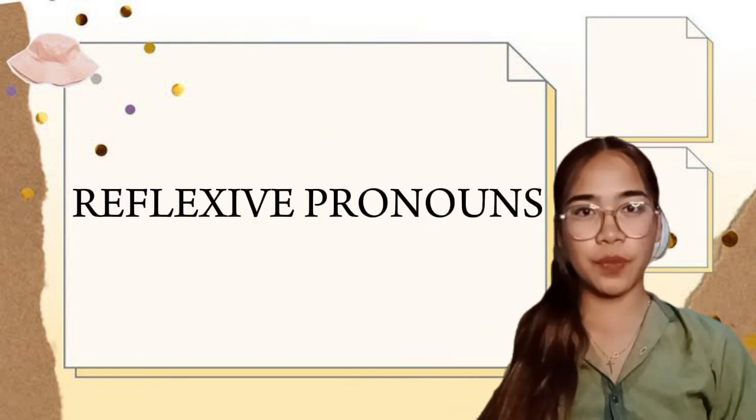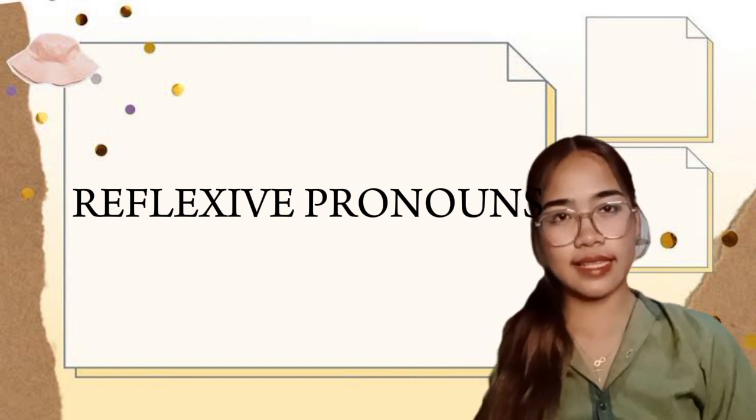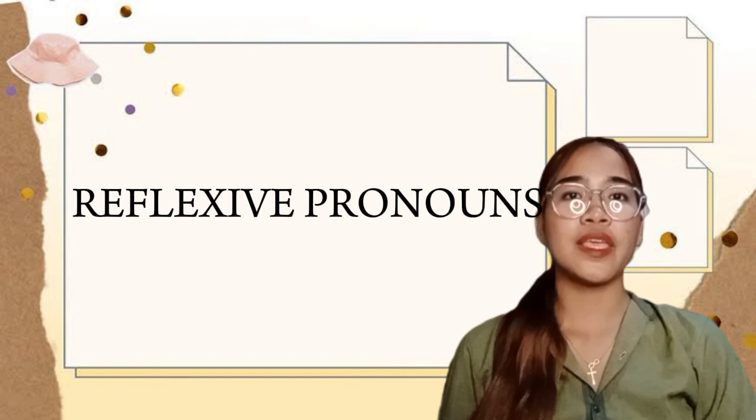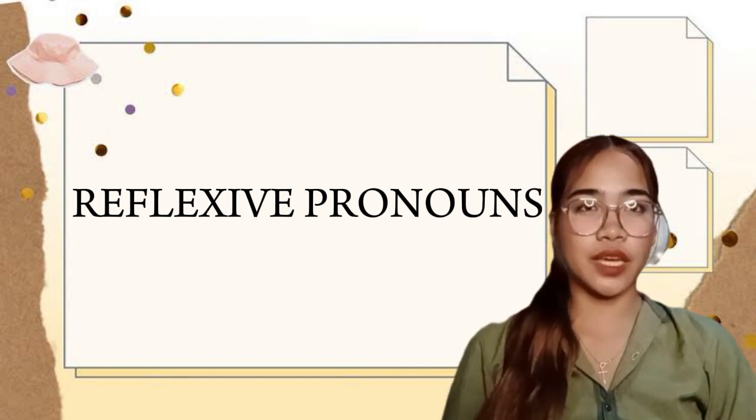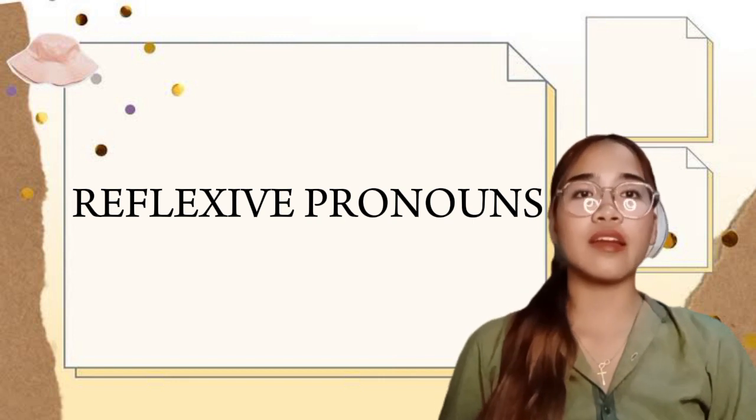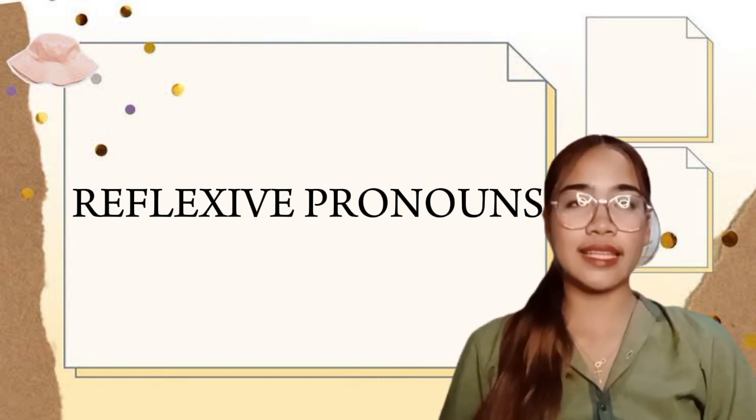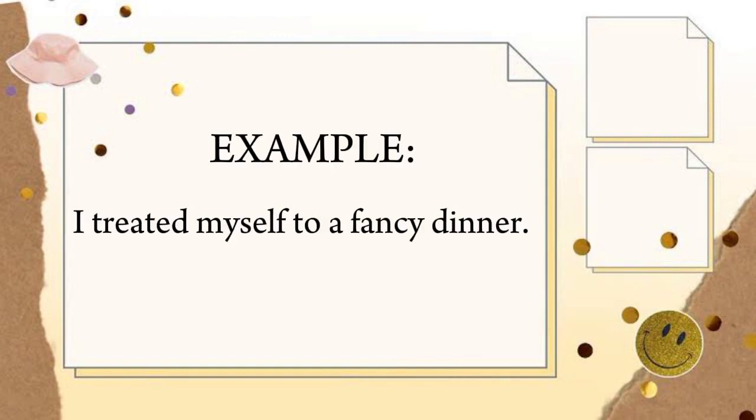So a reflexive pronoun tells us who performed the action in the sentence and also the receiver of the action. A reflexive pronoun reflects back to the subject. It can be a direct object, indirect object, or object of the preposition in a sentence. For example, I treated myself to a fancy dinner. In the sentence, the subject, or the one who did the action, is I, and the object of the verb is myself. If you analyze it, I and myself refer to the same person. It means I did something to myself. That is why myself is used as a reflexive pronoun in this sentence.